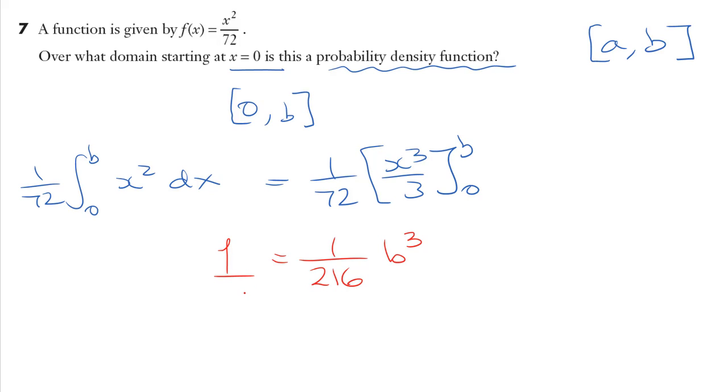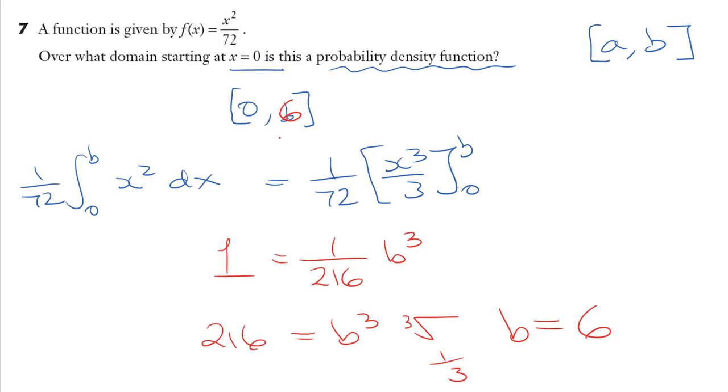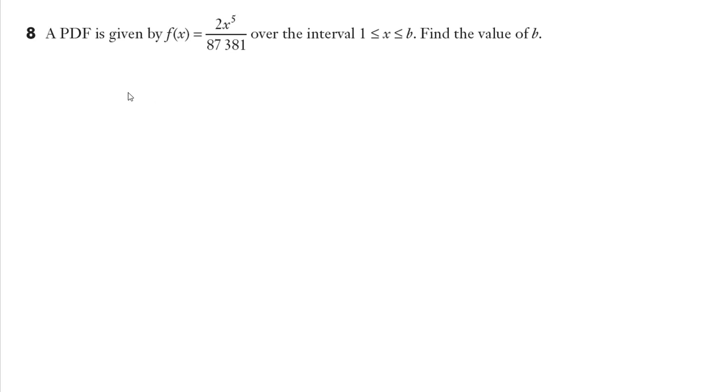If we let that equal 1, we want to get b multiplied by 216, so we get 216 equals b cubed. And if we take the cube root, or to the power of 1/3, that would be 6. Okay, so this domain here, if we integrate between 0 and 6, we would get the exact area under that curve as being 1, and that would give us a probability distribution. On to the last question in this video.